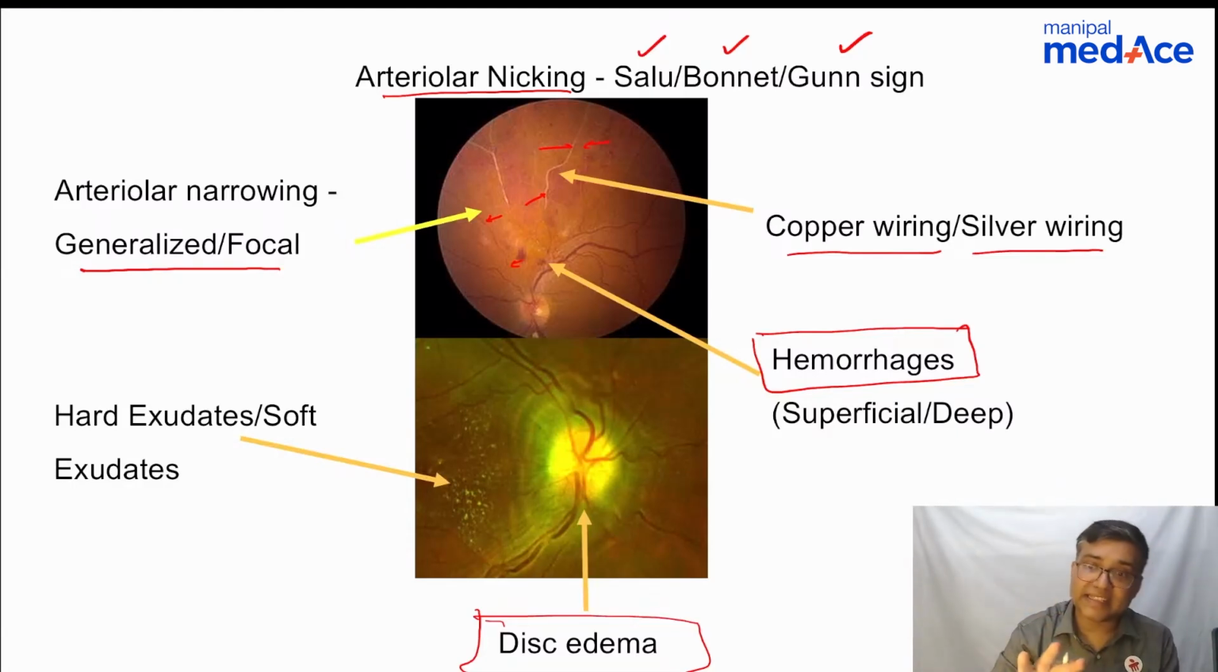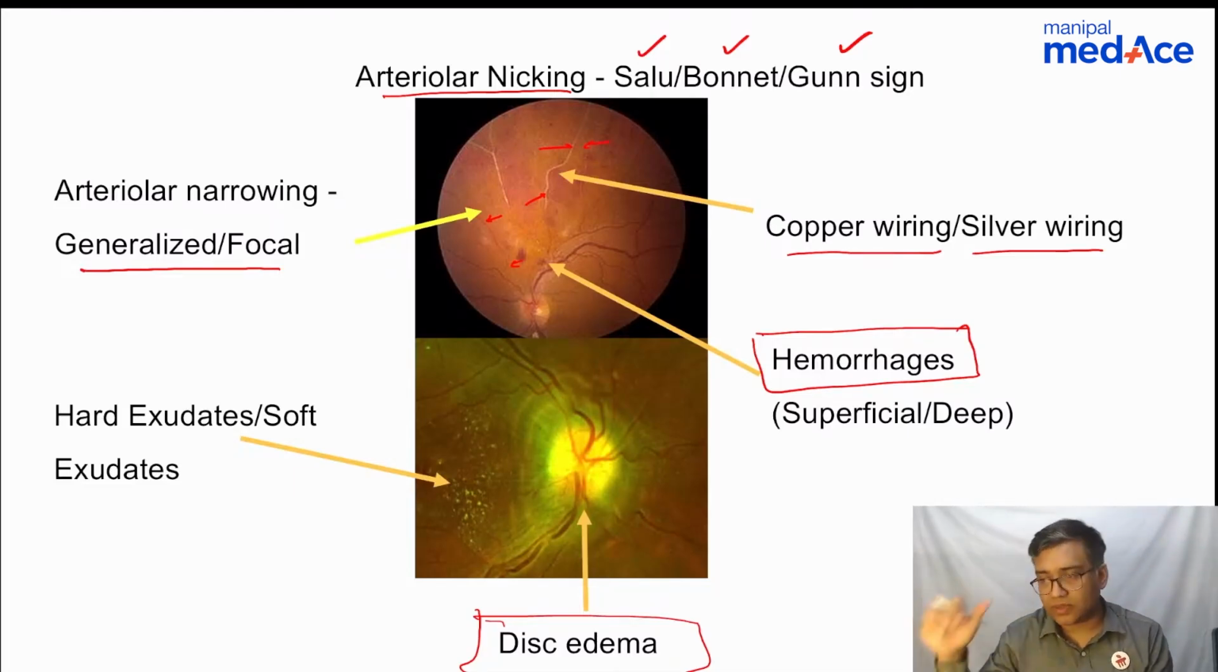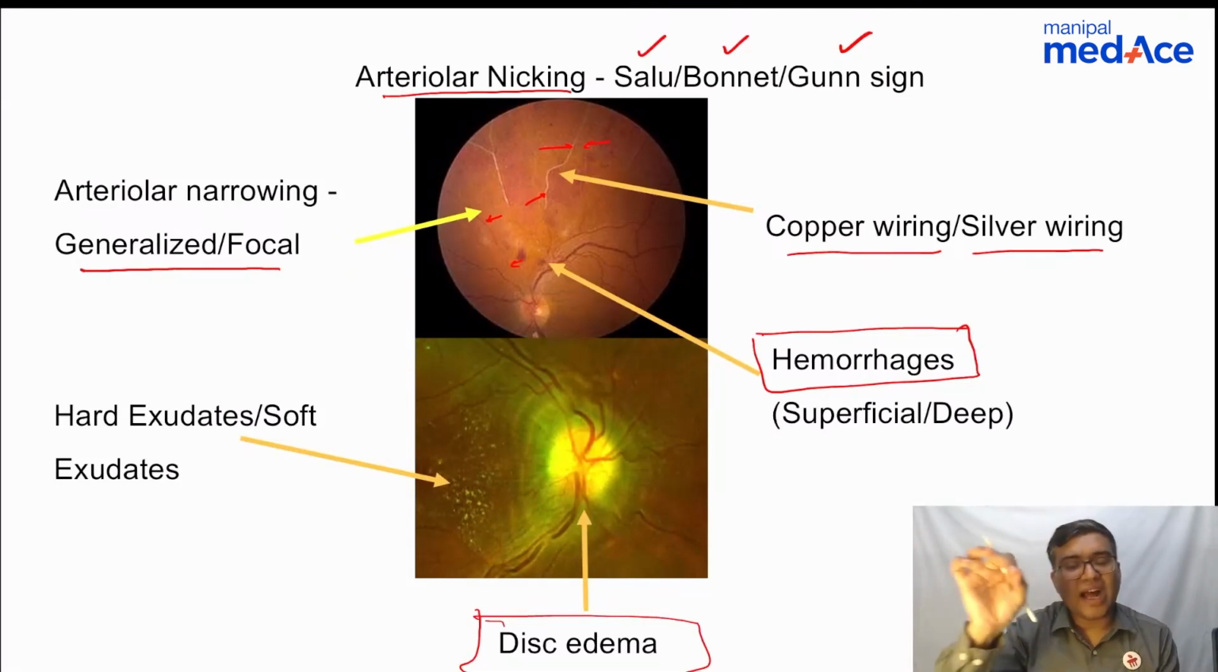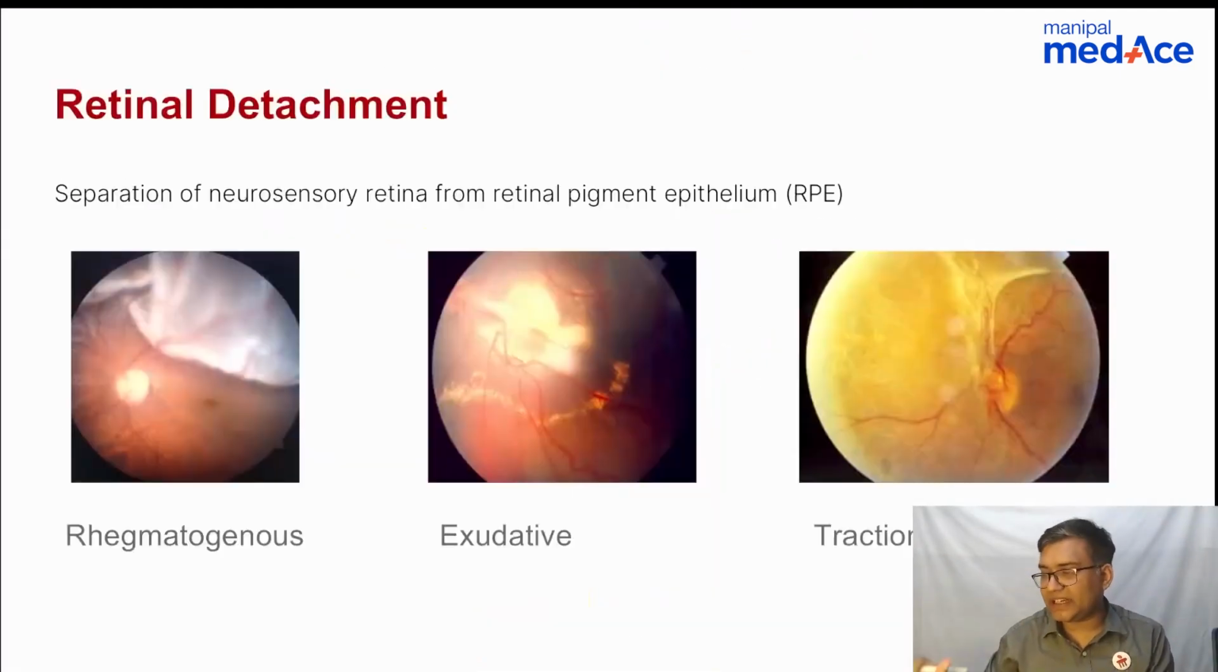So whenever there is a disc edema in malignant hypertension, that is a very important risk factor and the patient can die very quickly. So you have to decrease the blood pressure as soon as possible. Okay, so these are some important points you have to remember whenever you have a hypertensive retinopathy related question.